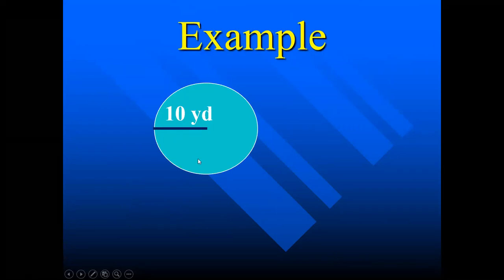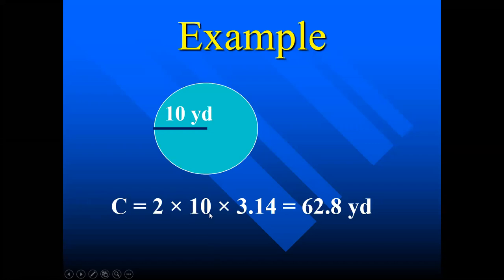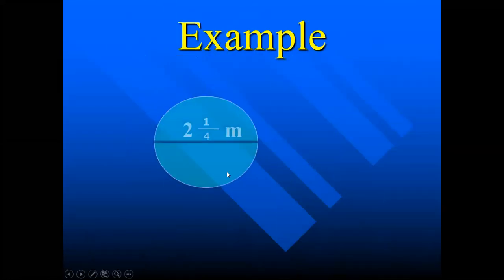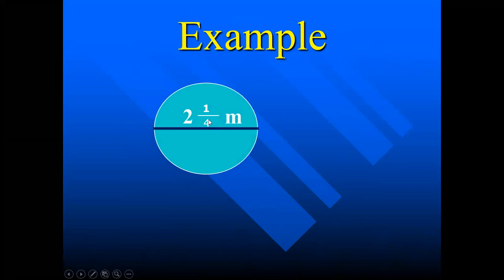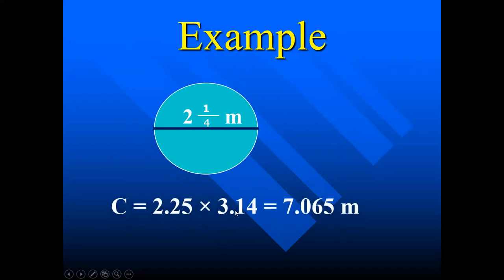In this circle we have radius. If you have radius, multiply 2, multiply the length of the radius, multiply 3.14. 2 multiply 10, multiply 3.14. 2 multiply 10, 20. 20 multiply 3.14, it will be 62.8. Here also we have 2.25. Quarter in decimal means 0.25. يعني the diameter here would be 2.25. To find the circumference here, multiply the length of the diameter by 3.14. 2.25 multiply 3.14. It will be 7.065.